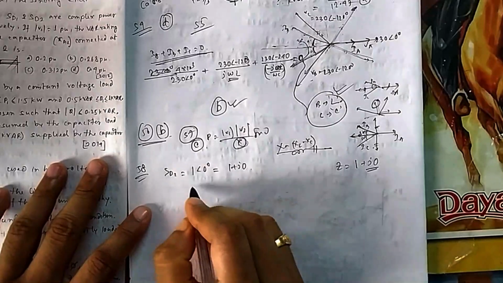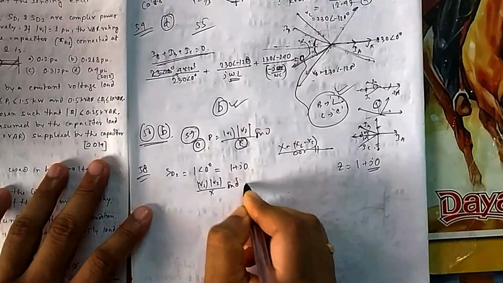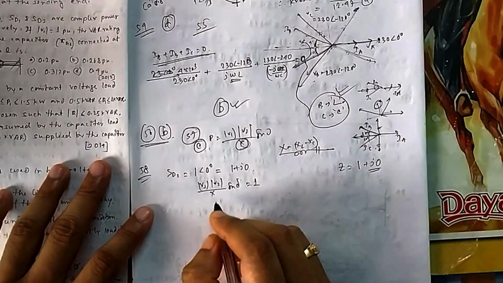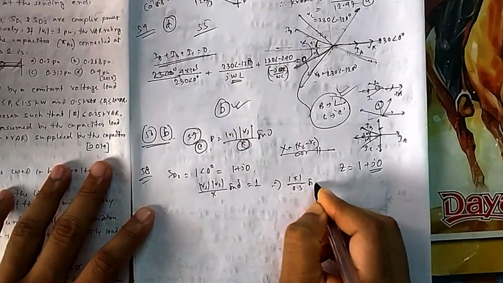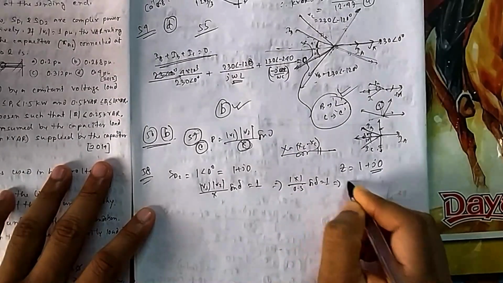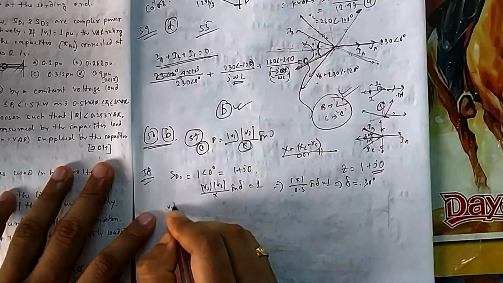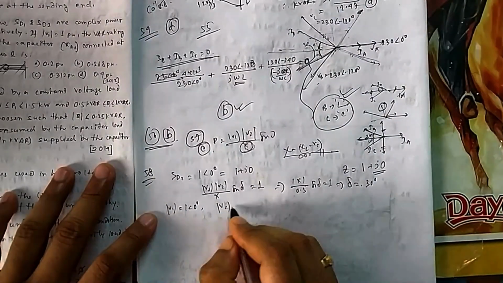So now you know how to flow active power between two buses: V1 V2 / X sin delta, that is given as 1. V1 is 1, V2 is 1, X is 0.5. So you put all these values into (1 × 1 / 0.5) sin delta = 1. If you solve it, you will find delta is equal to 30 degrees. So if your V1 is at an angle, the angle difference should be 30 degrees. V1 they have fixed at 1.